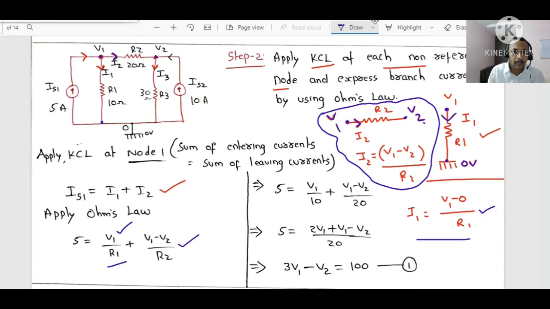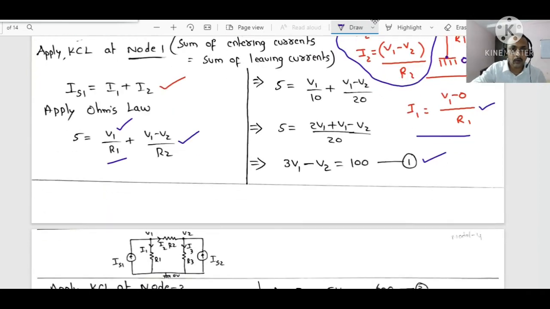Apply KCL at node 1. That is, the sum of entering currents is equal to the sum of leaving currents. IS1 equals I1 plus I2. Now apply Ohm's law to express current in terms of node voltages. Solve this equation, substituting the values of R1 and R2. You will get 3V1 minus V2 equal to 100.